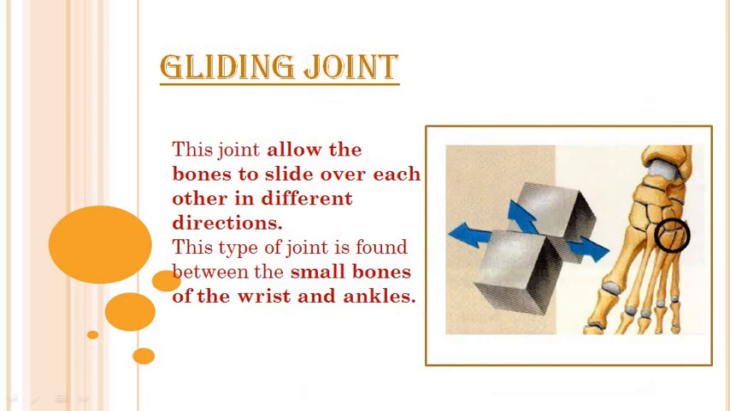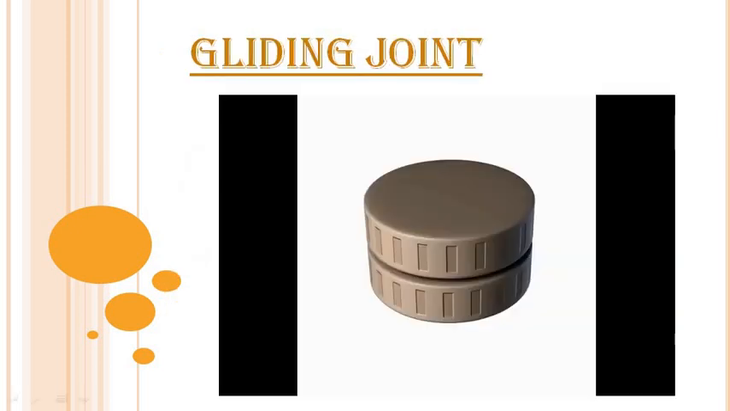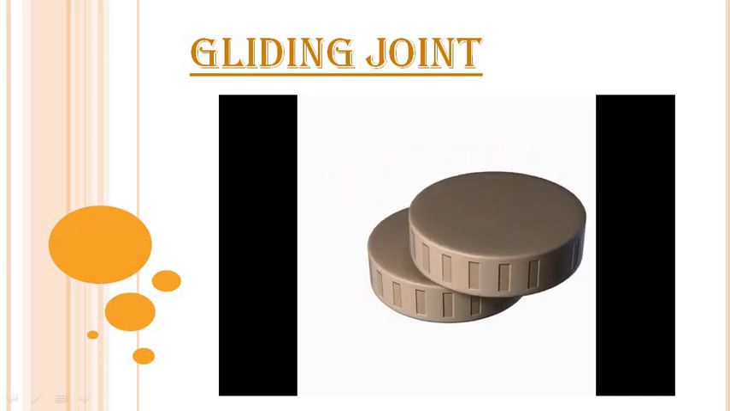Okay, now next is the gliding joint. This joint allows the bones to slide over each other in different directions. In this type of joint, two bones are just kept on each other, like when you keep your palms on each other and you can rub, you can slide them in any direction. In the same way these bones slide over each other and move in different directions. This type of joint is found between the small bones of the wrist and ankle. Just see, the next slide will make you understand clearly how the bones in the gliding joint slide over each other.